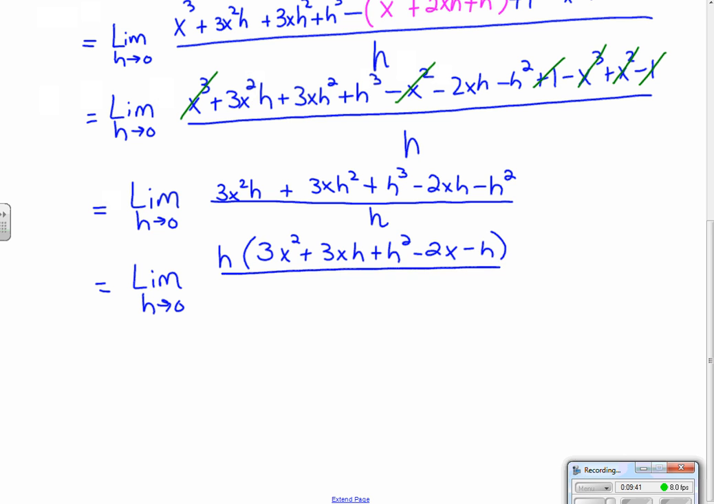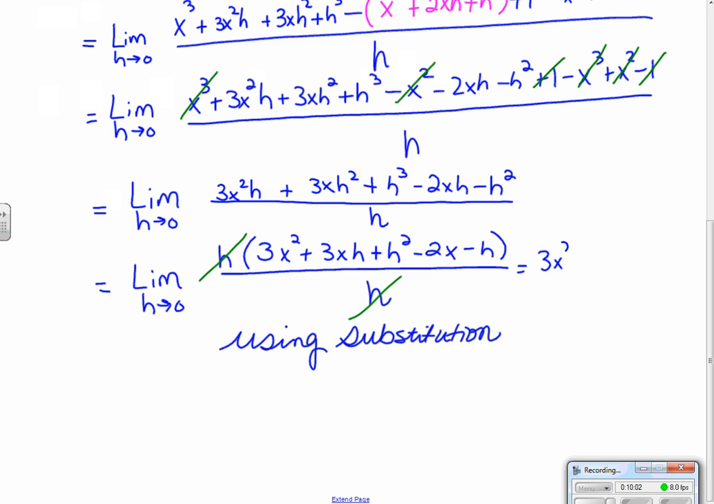We pulled an h, didn't we? All over h. Our h's are going to cancel, which is wonderful. Now, using substitution, I can put h at 0 to solve this limit. So using substitution, put 0 in for h, and I'm going to end up with 3x squared. If I put a 0 in for this one, it removes the term, taking it to 0. This becomes 0, it's gone, and this becomes 0, so no impact from that term. I end up with 3x squared minus 2x.